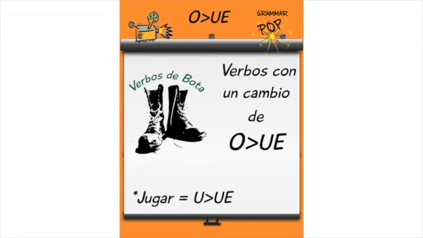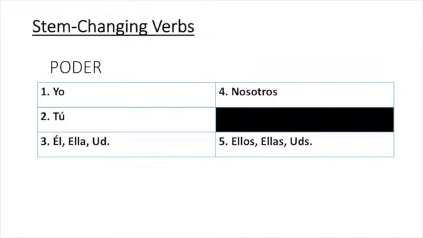So E to IE stem changes, like the verbs that you just saw, querer, pensar, empezar, those are E to IE stem changers. As I told you before, there are 4 kinds of stem changers in Spanish, though. So you know how to do E to IE now. Let's look at another type of popular stem change, which is the O to UE stem changer.